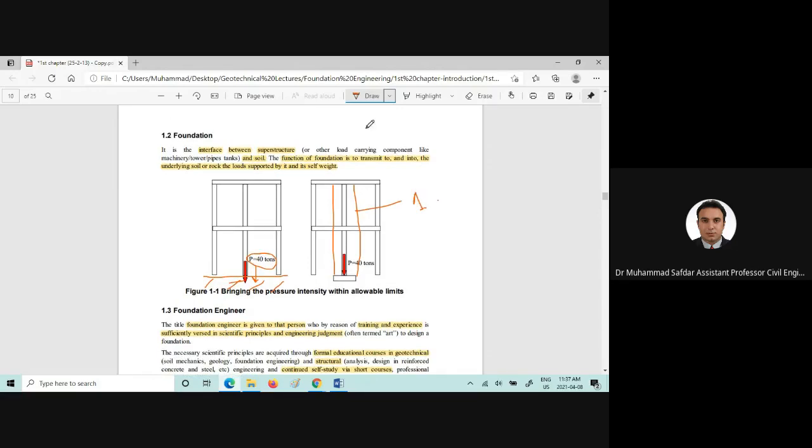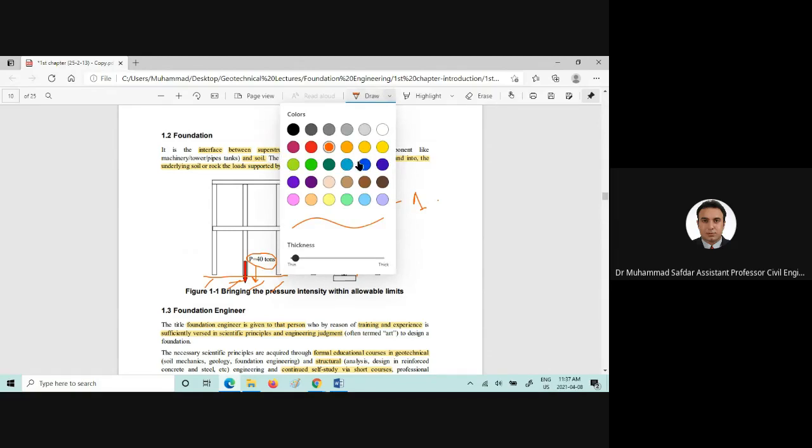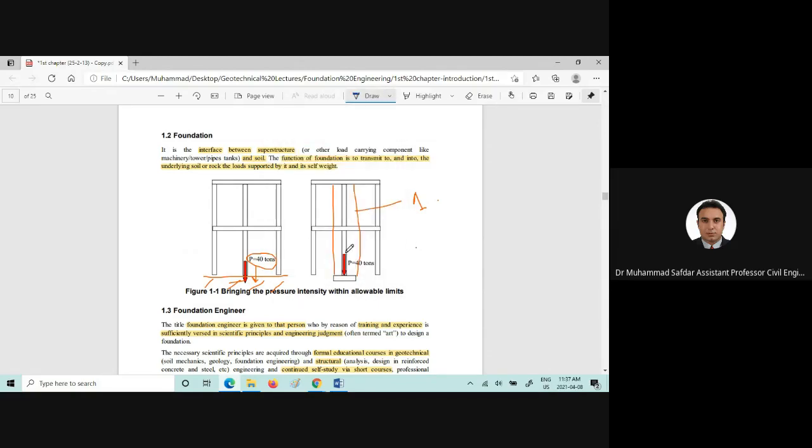The other option will be to increase a portion, or to add a portion here beneath the column, to transfer that 40 tons of load to the soil which is present here. So this is option number two.